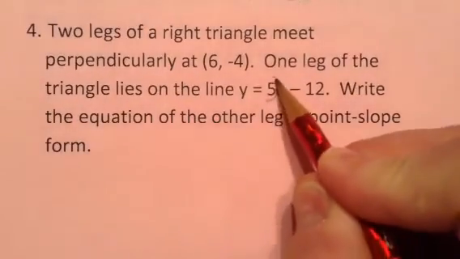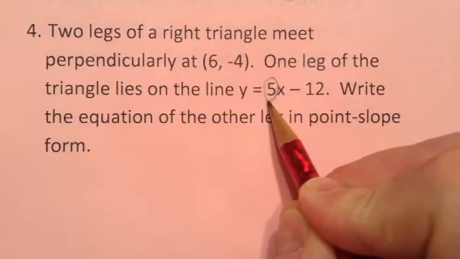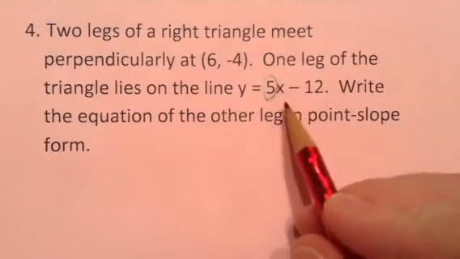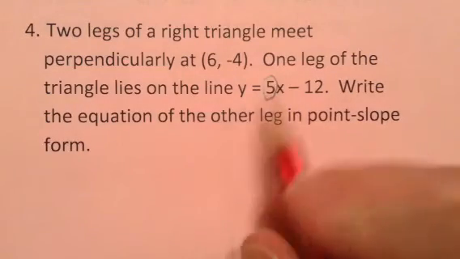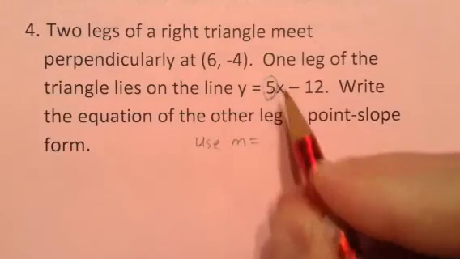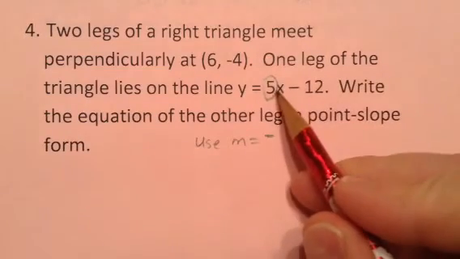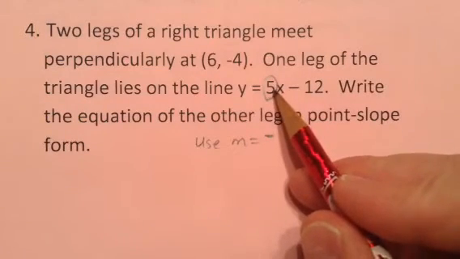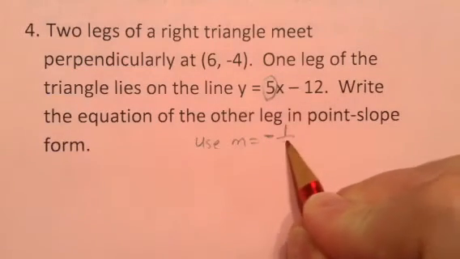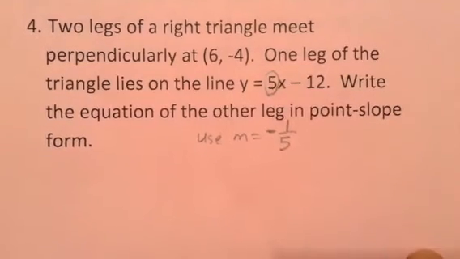Alright. This is an easy slope to identify. This is a slope of 5. But we need to take the opposite reciprocal. That's positive, so I need to use a slope that is negative. And if I write 5 as a fraction, it's 5 over 1, but I need to flip it over. So I'm going to use that right there.